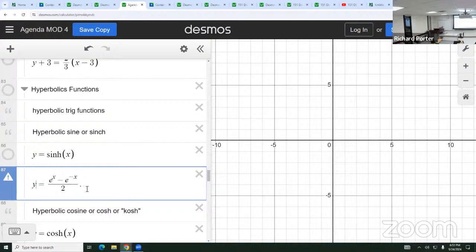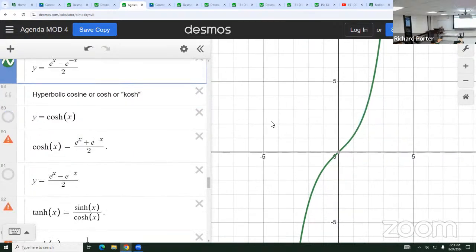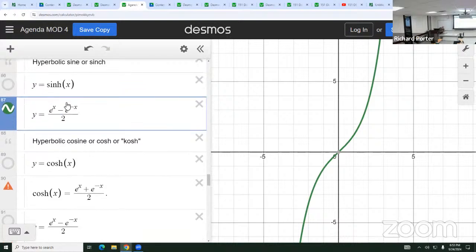Y equals e to the, and this is what it looks like if you want to know. It looks like that. Do you see that? That's what the hyperbolic sine looks like. It doesn't look anything like the sine. It has nothing to do with the sine. It has to do with e to the x, e to the minus x, and averaged out. Or minus e to the minus x. That's the hyperbolic sine.